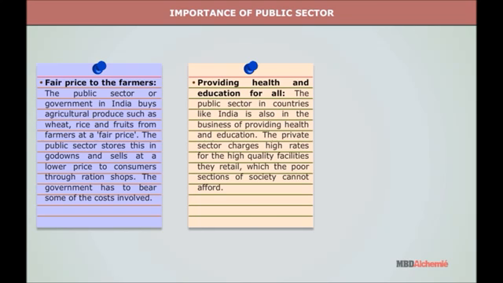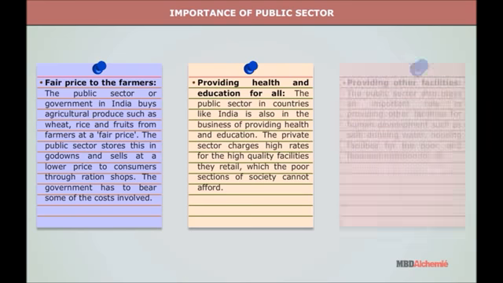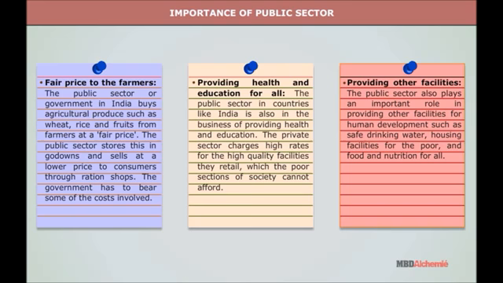Providing health and education for all. The public sector in countries like India is also in the business of providing health and education. The private sector charges high rates for the high-quality facilities they retail, which the poor sections of society cannot afford. Providing other facilities. The public sector also plays an important role in providing other facilities for human development such as safe drinking water, housing facilities for the poor, and food and nutrition for all.